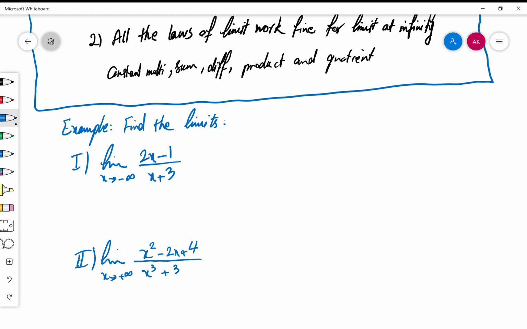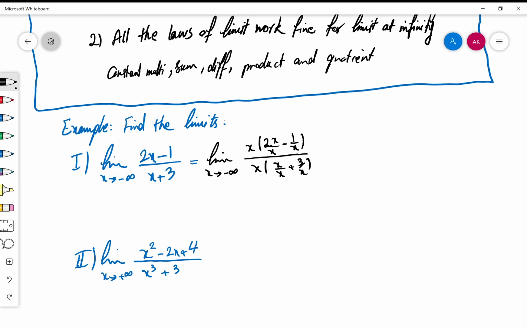Okay, so when you look at these at the beginning, this is how you will deal with a rational function when you're trying to find the limit at infinity. Factor out the highest power from the numerator and denominator. So this is 2x over x minus 1 over x. That's how we factor the highest power. And then the denominator is x over x plus 3 over x as x goes to negative infinity.